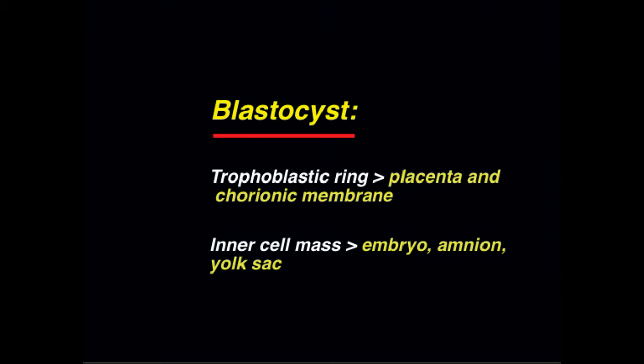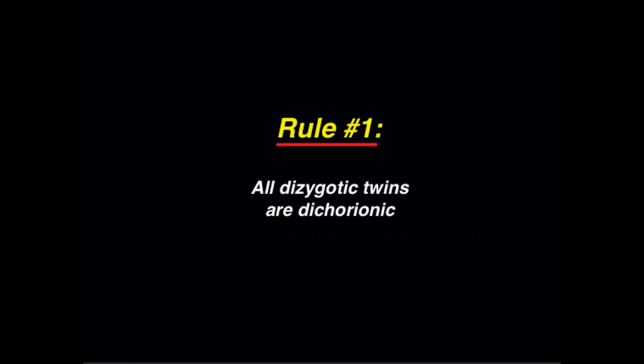And it also has an inner cell mass. The inner cell mass produces everything else that you see: the embryo, the amnion, the yolk sac, the yolk stalk, everything else, connecting stalk, all of that is part of the inner cell mass development. So rule number 1 is that all dizygotic twins are necessarily dichorionic.